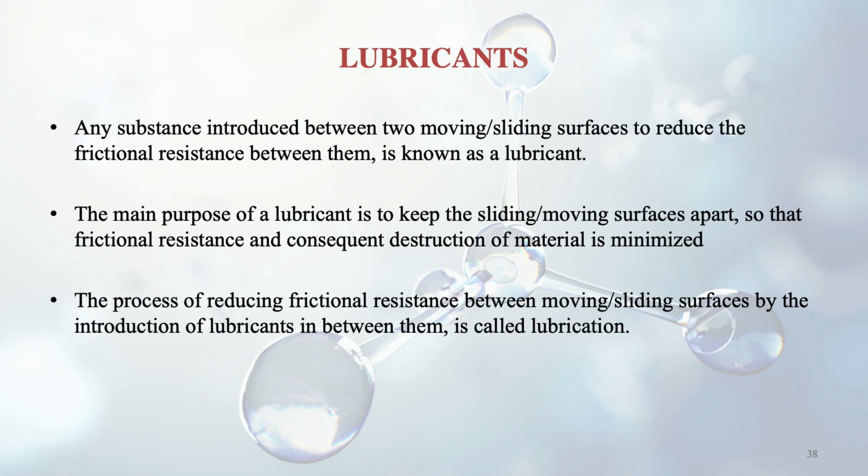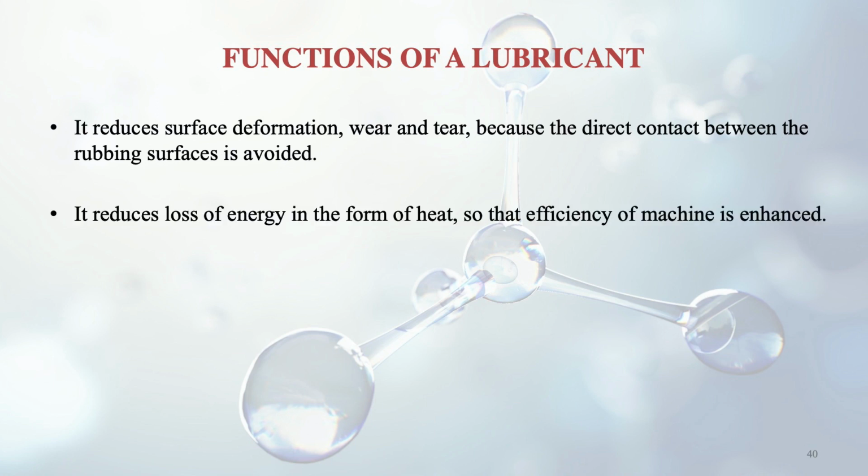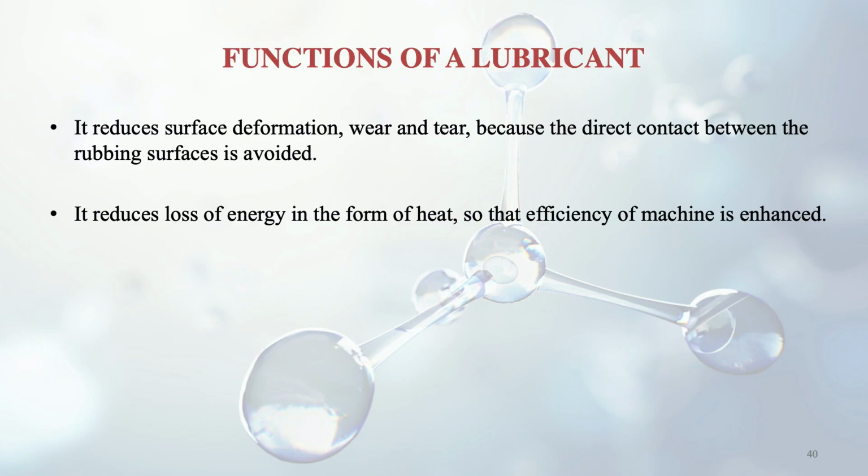So what are the functions of a lubricant? It reduces surface deformation. We have seen that this plastic deformation is lessened, it becomes less. Then it also reduces wear and tear because the direct contact between the rubbing surfaces is not there. Then it reduces loss of energy. Obviously, it is because force of friction will cause some proportional loss of energy, and if it is reduced, the loss of energy will also reduce, and this loss of energy, which is in the form of heat, becomes less, and efficiency of the machine is also enhanced.